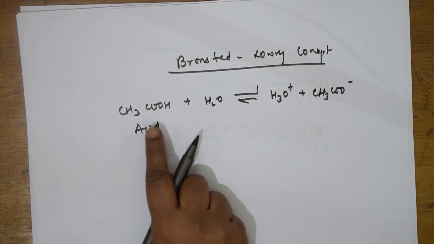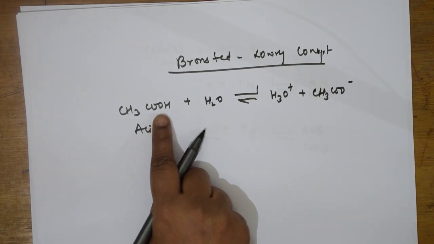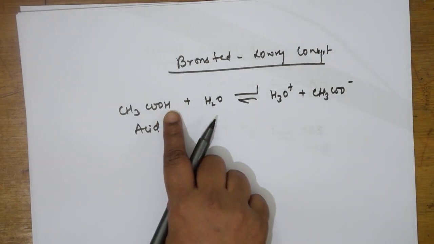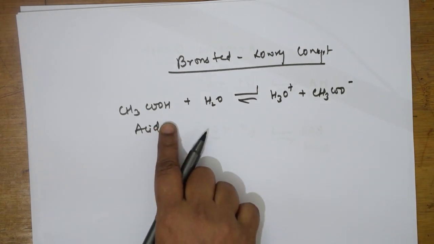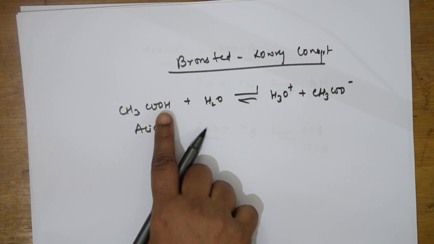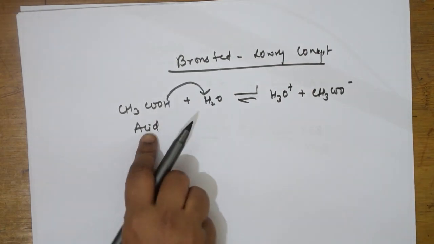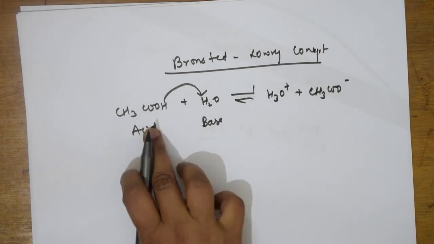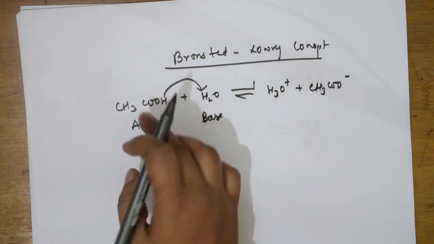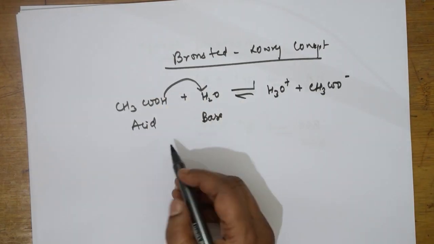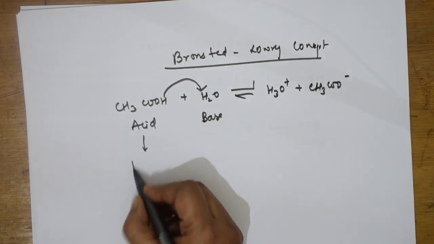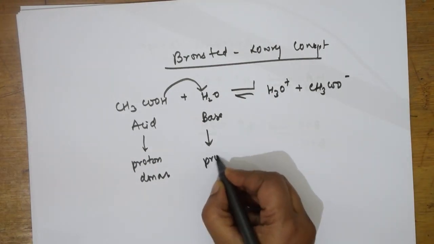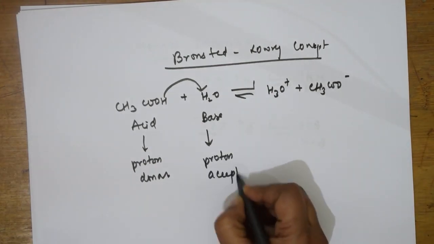Now what is this doing? This is losing one proton. What is this doing? This is accepting one proton. Acid is a substance that is donating a proton. Now this is donating one proton to this, so it's an acid. What is a base? A base is a substance which is accepting a proton. So acid is donating, base is accepting. In simple words, acid is a proton donor and base is a proton acceptor.